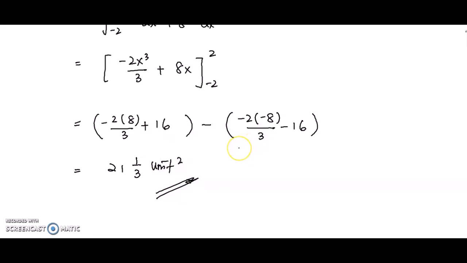Alright, so this is the end of my video on finding the area of the region bounded by either one curve or two curves. So for the next video, I'm going to show how to find the volume of the solid of revolution by using integration. Thank you.